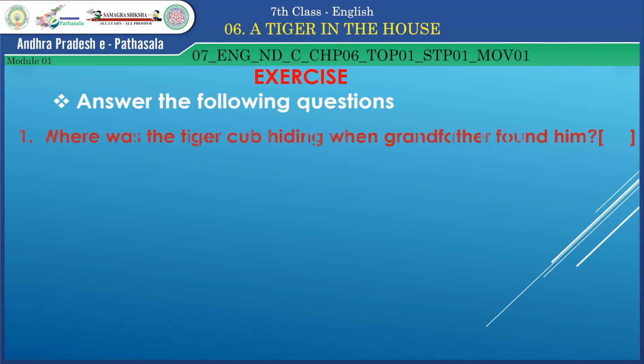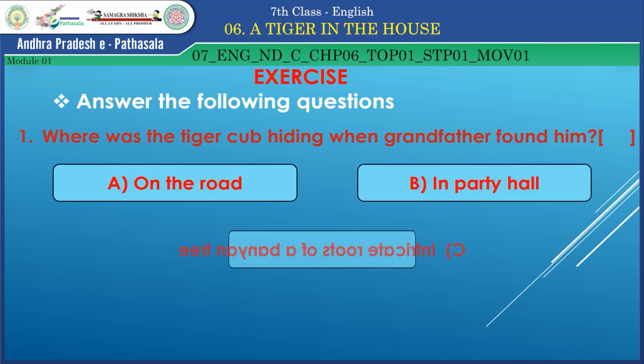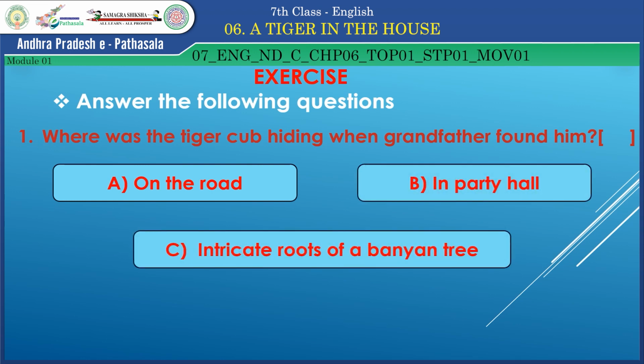Where was the tiger cub hiding when grandfather found him? Option A, on the road. Option B, in party hall. Option C, intricate roots of a banyan tree. Can you guess what is the right answer? Yes, you are right. The answer is option C.